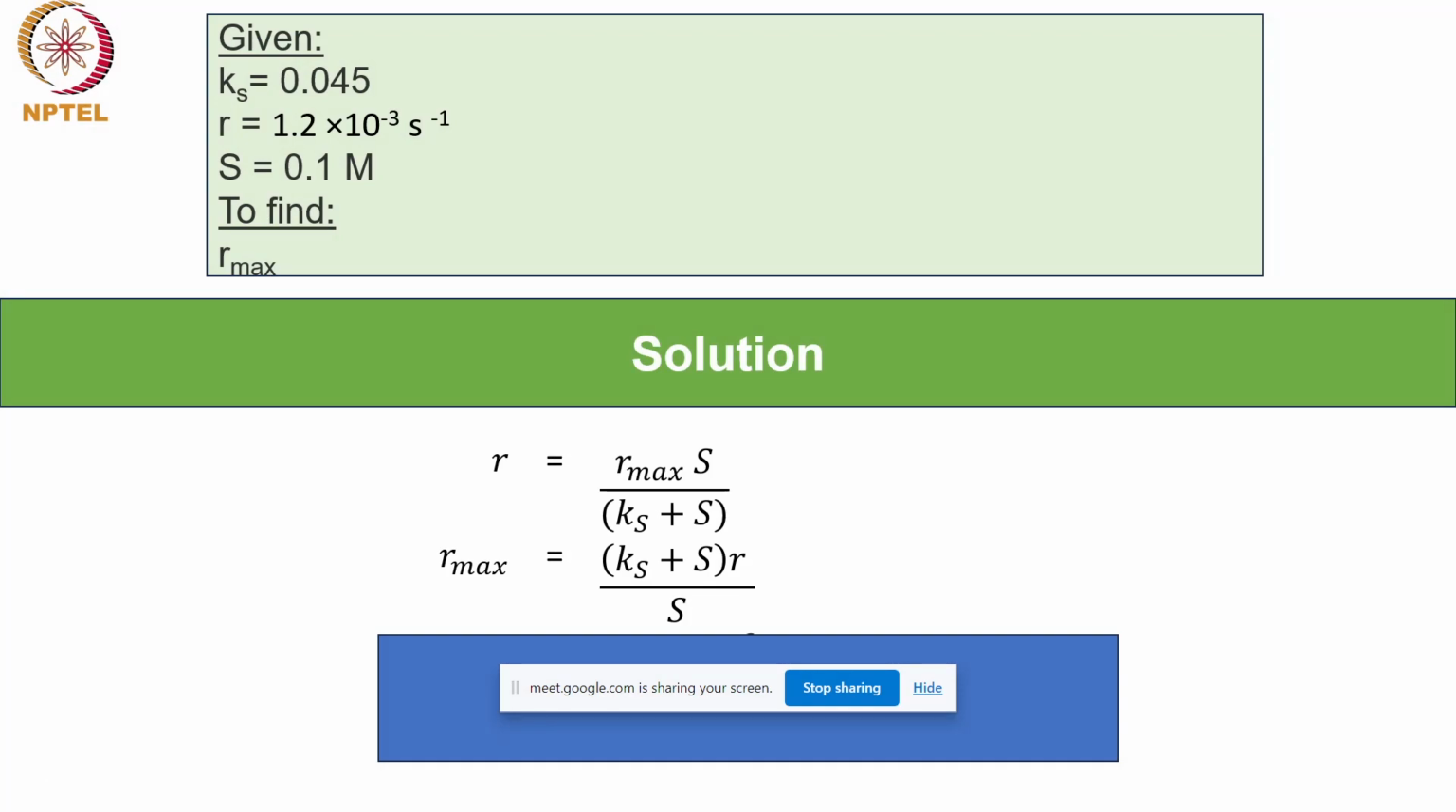I have projected the formula also. After making substitutions, you can tell the answer. I'll give some 2 minutes time. It's 7:12 now. I'll ask the answer at maybe 7:14. Ks is 0.045 plus S is 0.1. So Ks plus S is equal to 0.145 into R, which is 1.2 into 10 to the power minus 3, divided by 0.1.